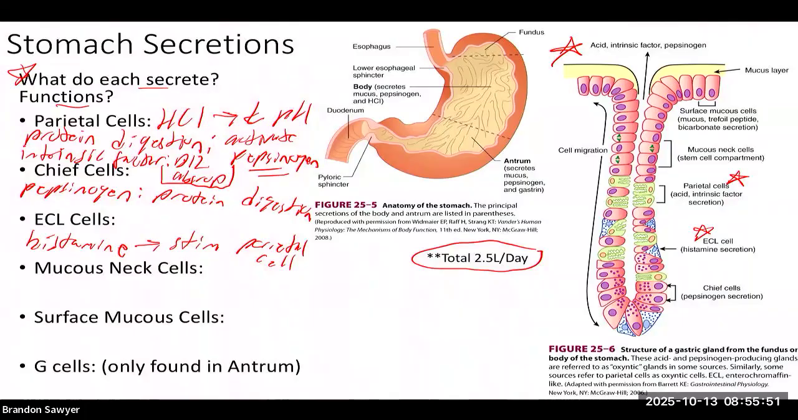Yeah. Other questions on that? And pepsinogen is the inactive form of pepsin? Exactly. Yeah. So pepsinogen is the inactive form of pepsin.